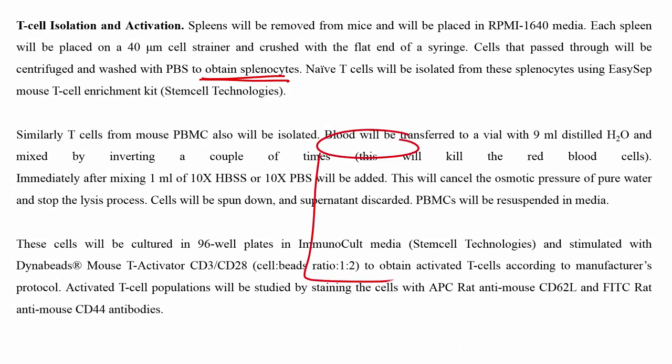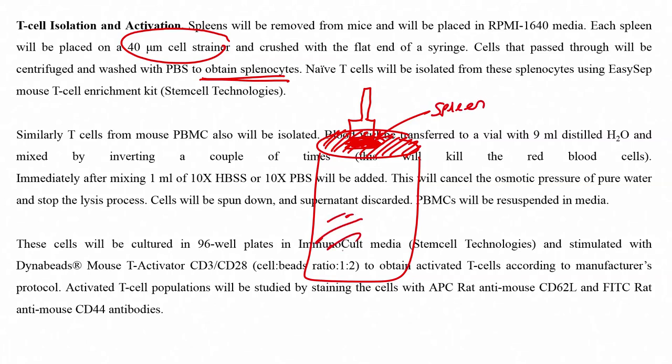What does it mean? If we take this kind of tube and we have a filter, which is our 40 micron cell strainer, and you put a spleen on this and crush the spleen with a syringe, there is media here, and the cells will come out from the spleen when you crush it. These cells are nothing but your splenocytes. Okay, the spleen is obtained from the mice.